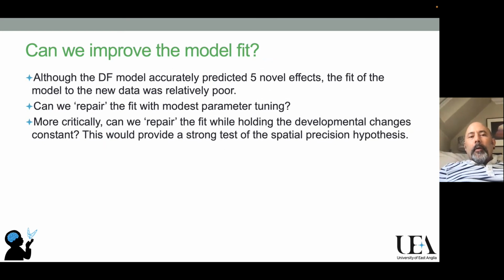Now, that said, quantitatively, the original 2015 predictions didn't fit the new data particularly well. The root mean squared error was reasonably high when we fit the data with the old model. So we could say, although the DF model accurately predicted 5 novel effects, the fit of the model was relatively poor. So we asked, can we repair the fit with modest parameter tuning? And what we were particularly after here is, could we repair the fit while holding the developmental changes constant? And we thought this would provide a nice strong test of the spatial precision hypothesis.